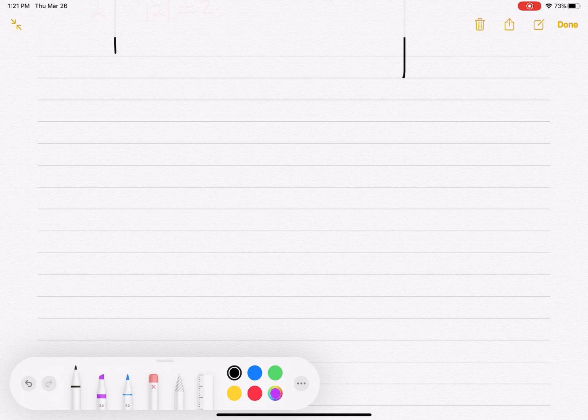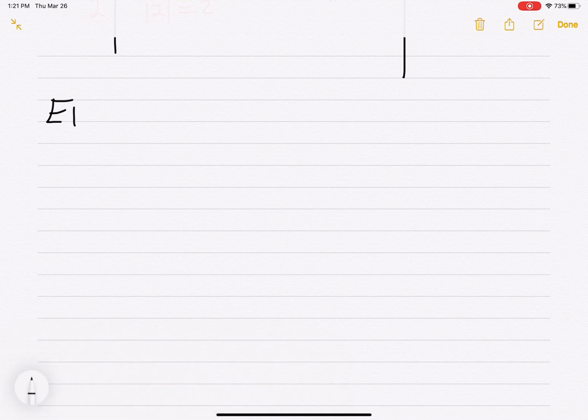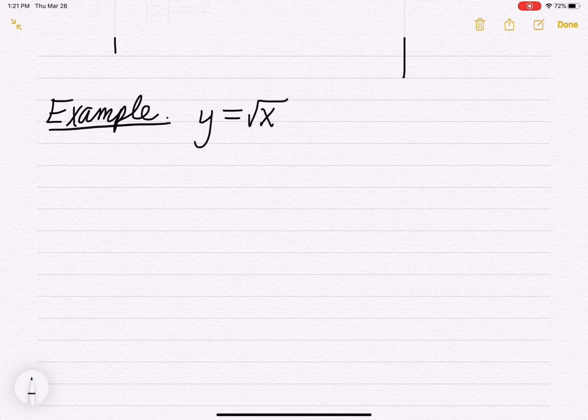What else do we want to do? I guess we want to do another special kind of equation, two-variable equation that you want to be familiar with. How about this example? Y equals the square root of x. So you have to be careful.